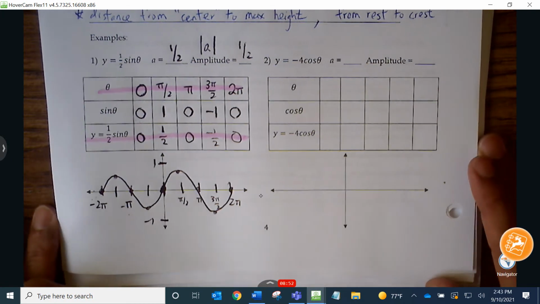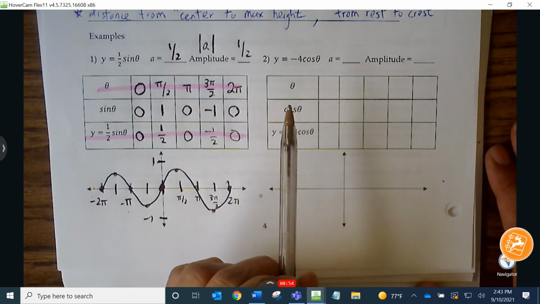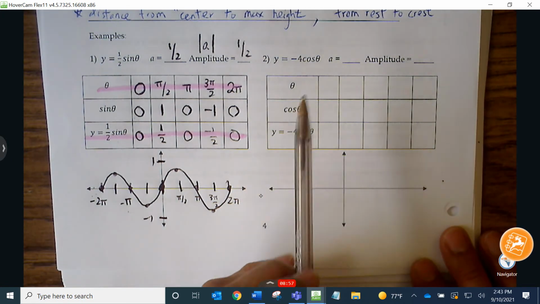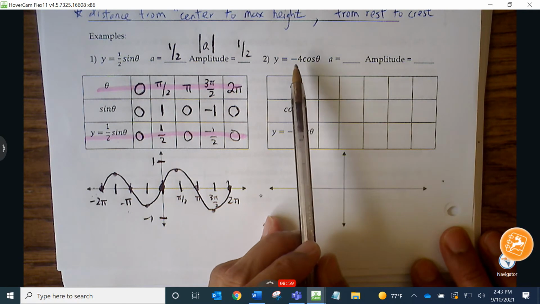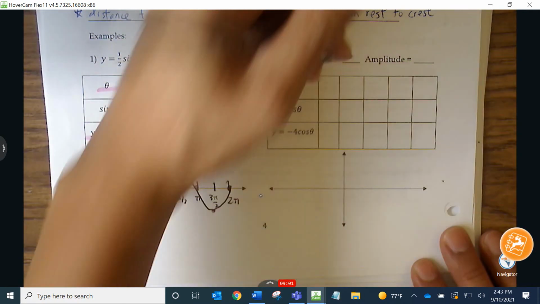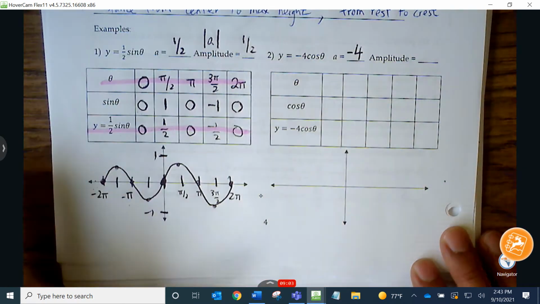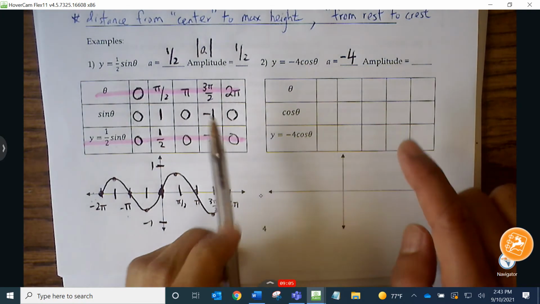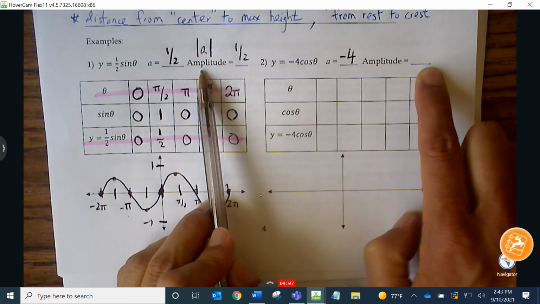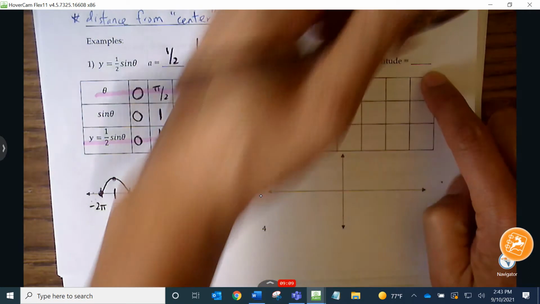All right. Number 2. Y equals negative 4 cosine of theta. So, what's our a value here? Negative 4. Okay. But there's an adjustment that has to be made. Amplitude is the absolute value of a, so amplitude is only what? 4. Only 4. Okay.